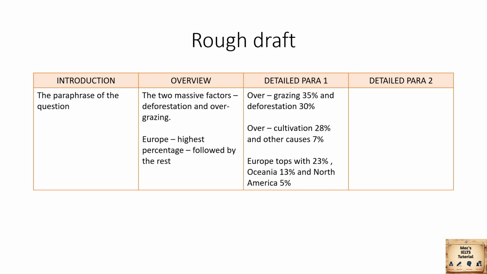In detailed para 2, I'm going to explain the table that is given to us along with the pie chart. Here, I'm going to mention the proportion of land degradation in the given three regions, that is, Europe, North America, and Oceania. We needn't write a conclusion for the report writing. Now, we shall start writing the fair draft.